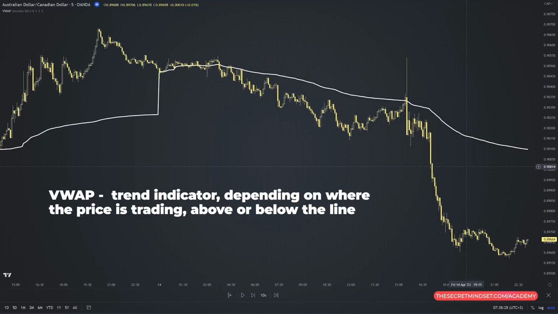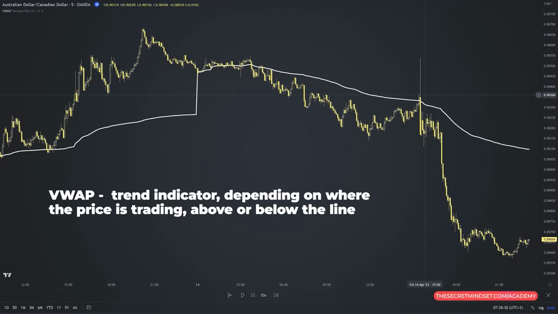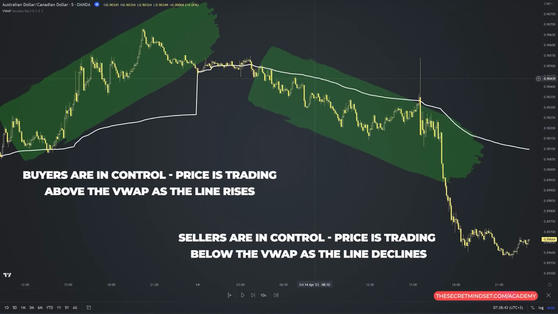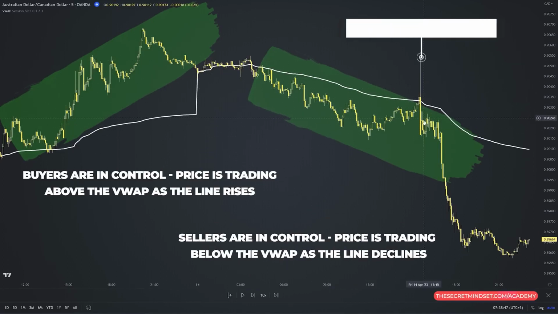First, consider VWAP as a trend indicator, depending on where the price is trading, above or below the VWAP line. Price trading above the VWAP as the line rises shows that buyers are in control, and trading below the VWAP as the line declines shows that sellers are in control. And if you find an engulfing pin bar forming near the VWAP line, you have a good chance to initiate a trade.